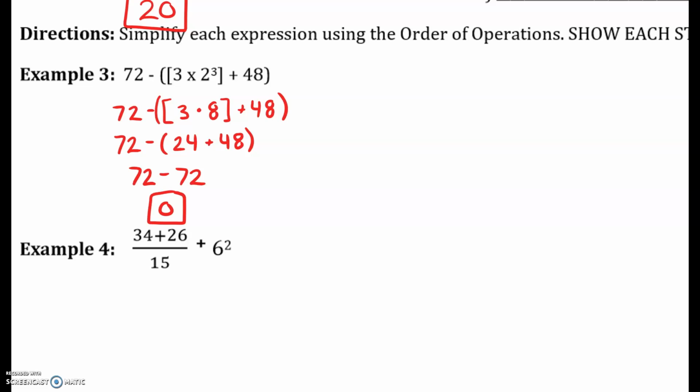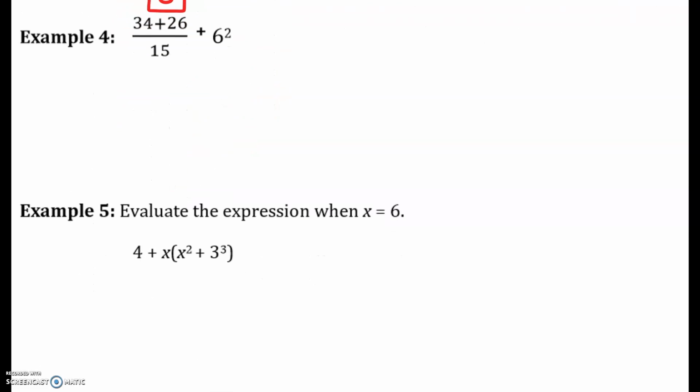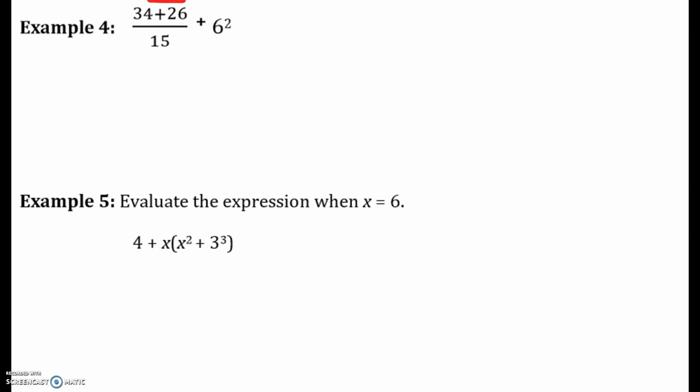Okay. Moving on, example number 4, a little bit tricky because you have this thing that looks like a fraction. So in order to simplify this, we have to start with the top. We have to add 34 plus 26, and that would give us 60.